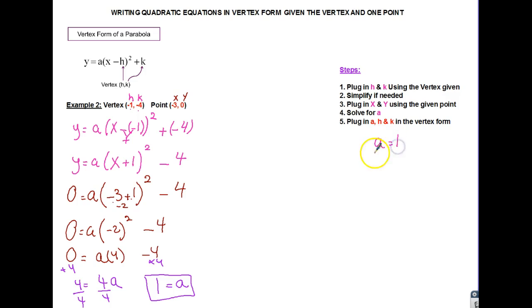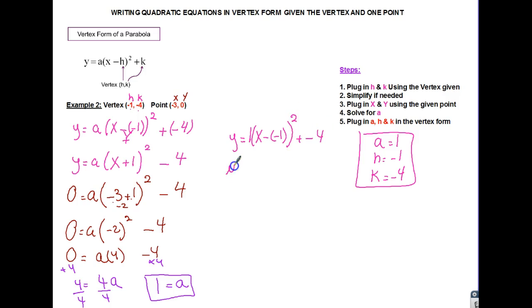Now I got my a. a is 1. My h is negative 1. My k is negative 4. I'll take that back to the original form. y equals a, which is 1, times (x minus h, which is negative 1) all squared plus negative 4. So y equals (x plus 1) squared minus 4. Remember, negative negative makes a plus. And that should be your vertex form.